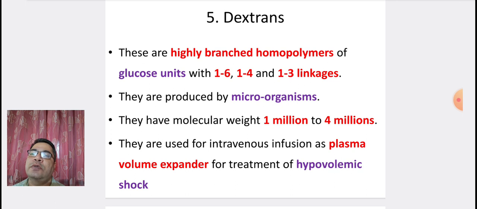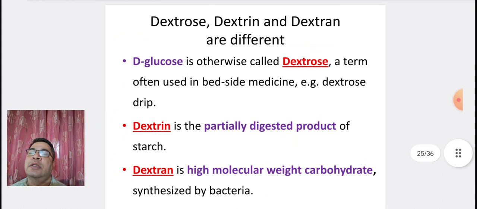They are used for intravenous infusion as a plasma volume expander for treatment of hypovolemic shock. One should not get confused between dextrose, dextrin and dextran, since they are different. D-glucose is otherwise called dextrose, a term which is often used in bedside medicine. Example, dextrose strip. Dextrin is a partially digested product of starch, whereas dextran is a high molecular weight carbohydrate synthesized by bacteria.